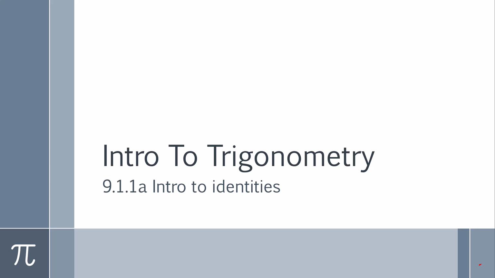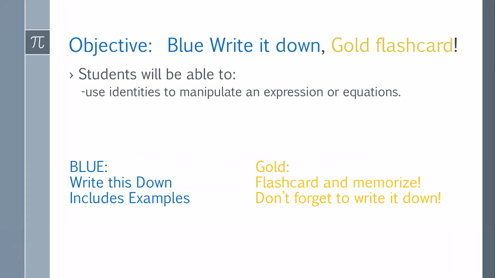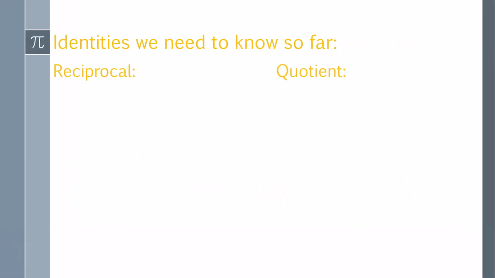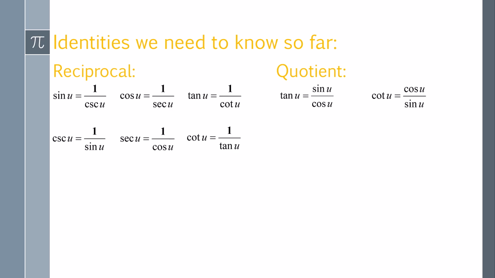This is section 9.11A. We're going to introduce identities. So we're going to use identities to manipulate an expression or equation. Now, these are the identities that we know so far and that we're going to need to know and memorize.